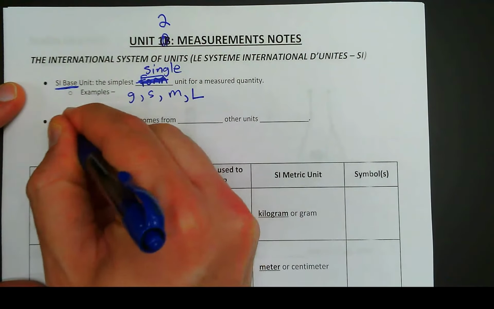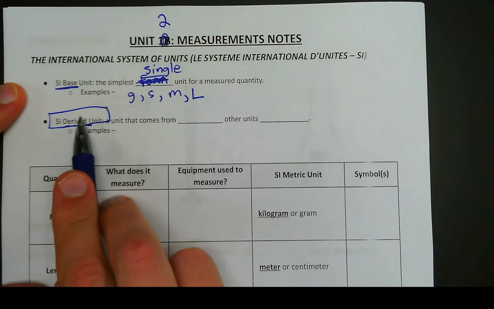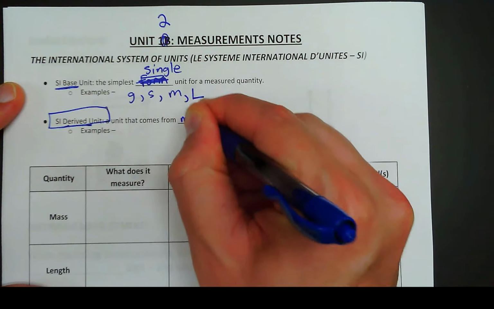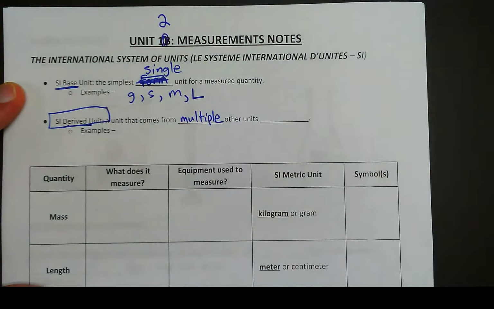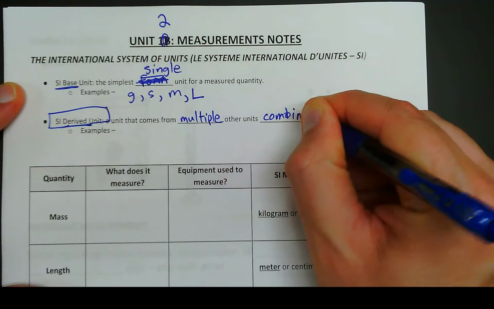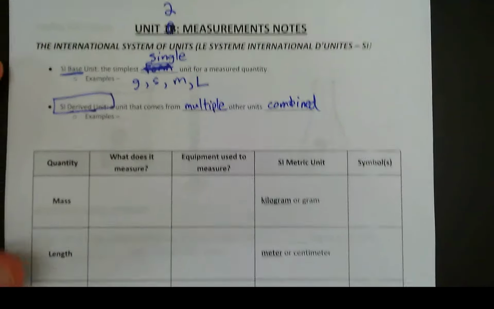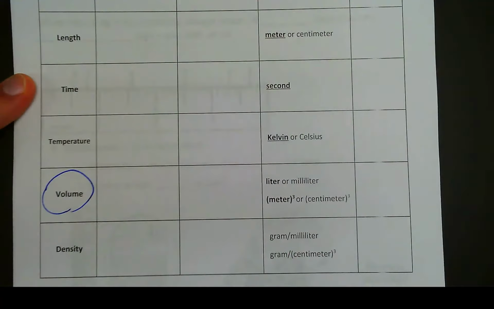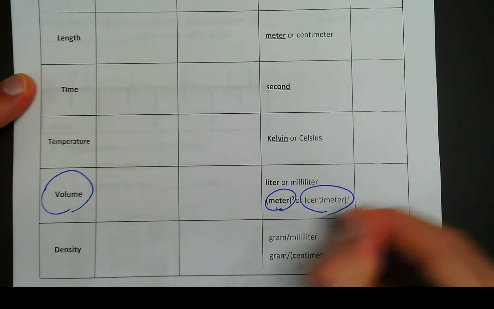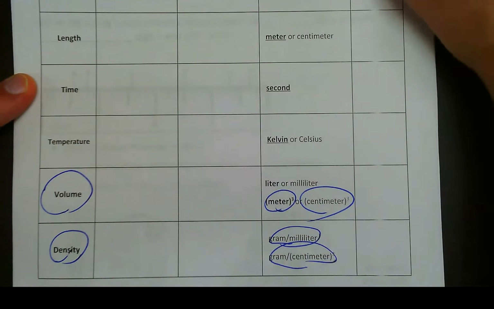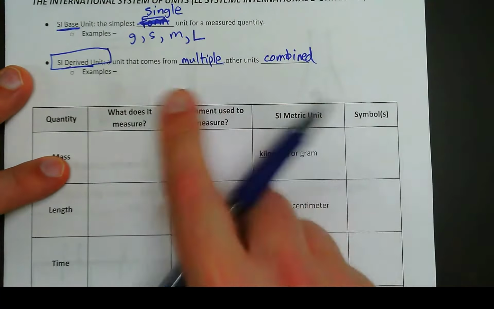Now, if you're in pre-AP, you really have to have a great grasp of what a derived unit is. In on-level, all we do really is talk about it. But it's a unit that comes from multiple other units that have been combined. So multiple units combined is what a derived unit is. And you're going to see some of that as we get down to these bottom two. Volume can have derived units. Those are derived. And as well as density. Density is always derived. Because what derived is it's a combination of units.